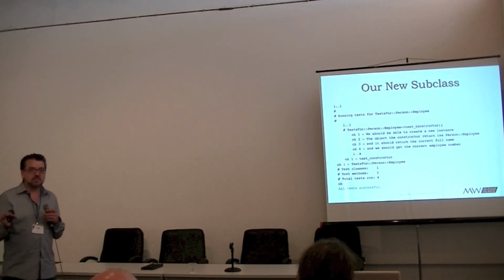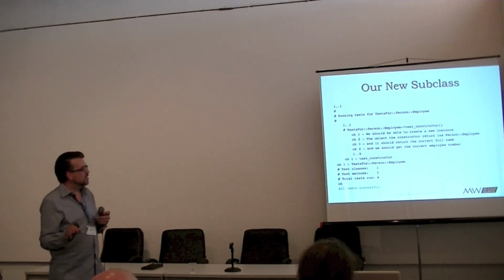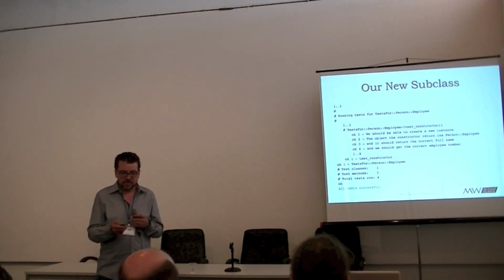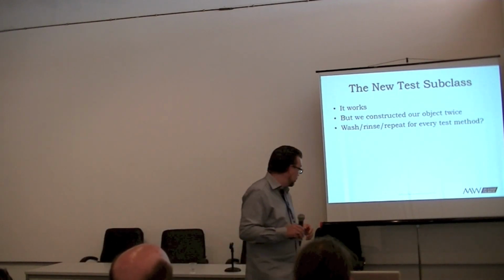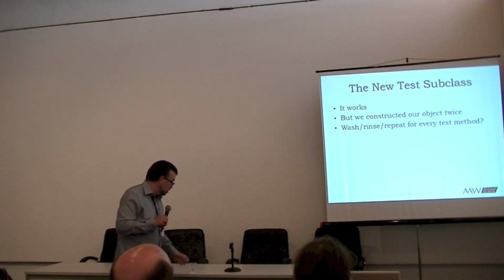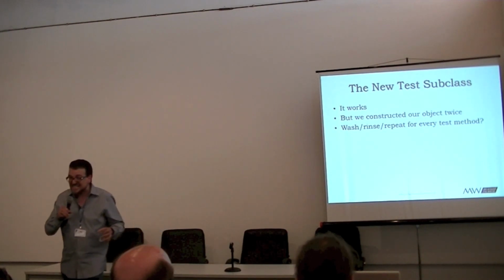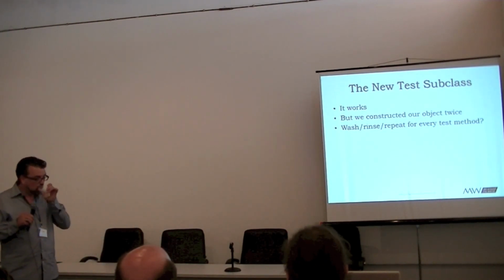We're beginning to use test inheritance correctly, but we're still not quite there because we constructed the object twice. We constructed this in test for person. We constructed the object again in test for person employee.